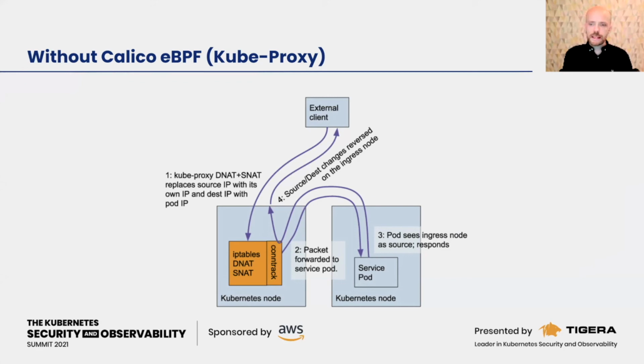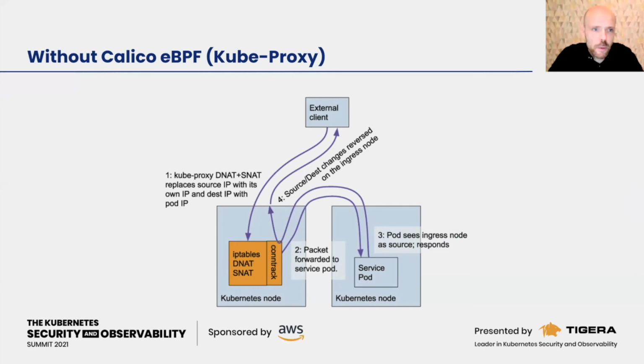The service pod sees the ingress node as the source. So notice that the service pod doesn't get to see the IP address of the external client. And then in step 4, the traffic goes back through the original Kube-Proxy session, and the source and destination IP addresses are put back to normal and forwarded to the client. So notice a couple of things here. The traffic has to go back through the Kubernetes node hosting the Kube-Proxy, and the service pod never got to see the external IP of the client. That can be a problem if you need to do logging or filtering of the external client IP.